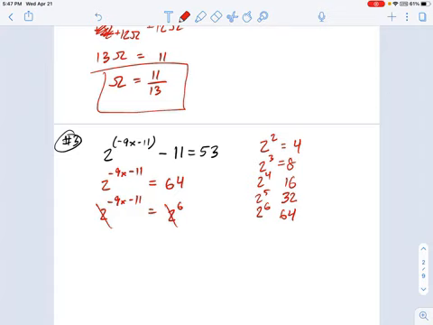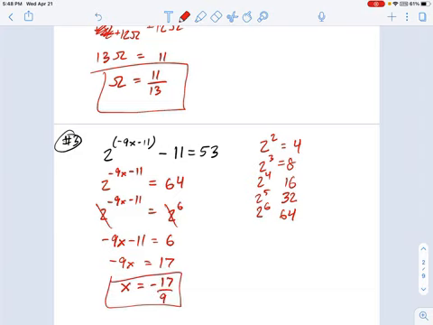So now we just drop the base, and we get negative 9x minus 11 equals 6. Add 11 to each side, we get negative 9x equals, what's that going to be, 17. And then divide each side by negative 9, we get x equals negative 17 over 9. And that is your answer for this one.